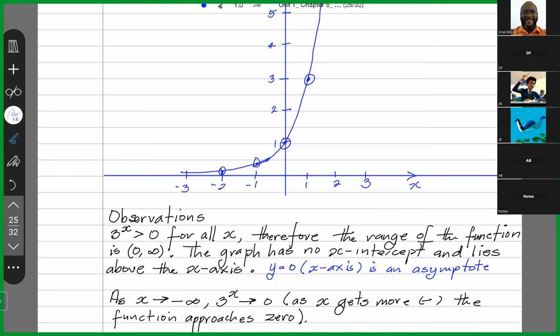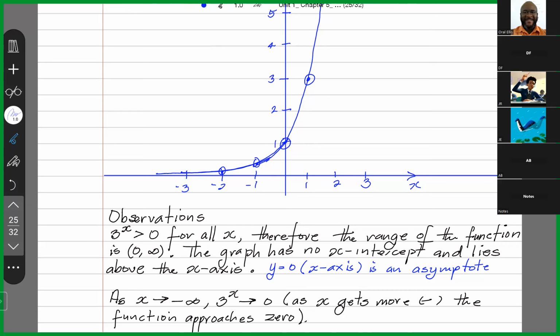Therefore, the range of the function is from 0 to positive infinity. In other words, the values of y will go from 0 to positive infinity. Now, the graph has no x-intercepts and lies above the x-axis. Regardless of how far you go back in terms of the value of x, this graph will always get closer and closer to the x-axis, but it will never touch it.